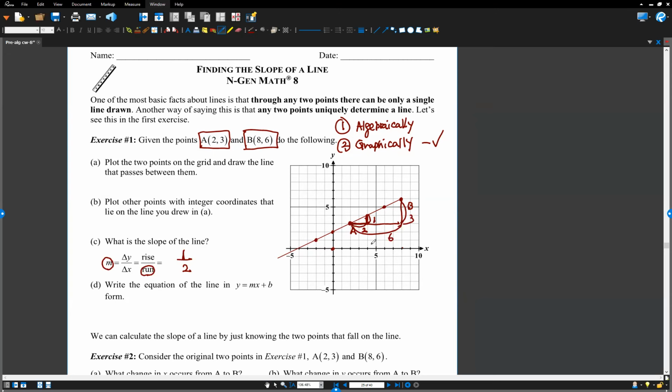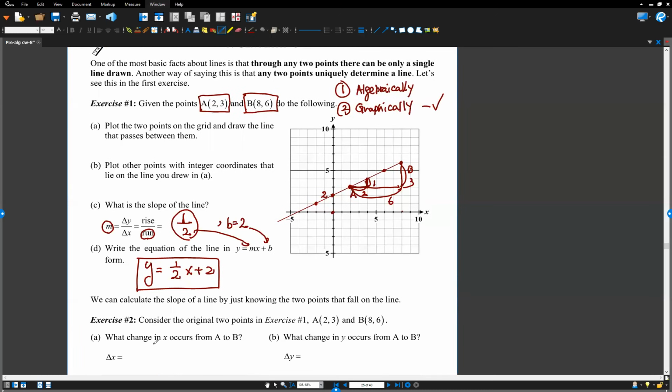Now, where is the y-intercept? This point is the y-intercept. It intersects the y-axis at 2. So we found m is 1 over 2, b is 2. We have everything. So what's the equation? y equals 1 over 2x plus 2. Put the numbers in: m is over here, b is over here. That's the equation of the graph. I just found the equation graphically, okay?